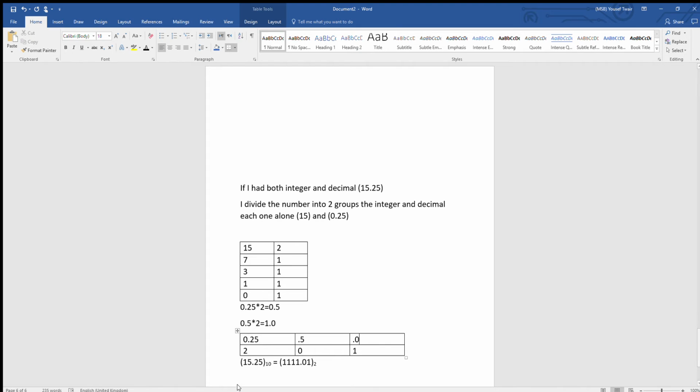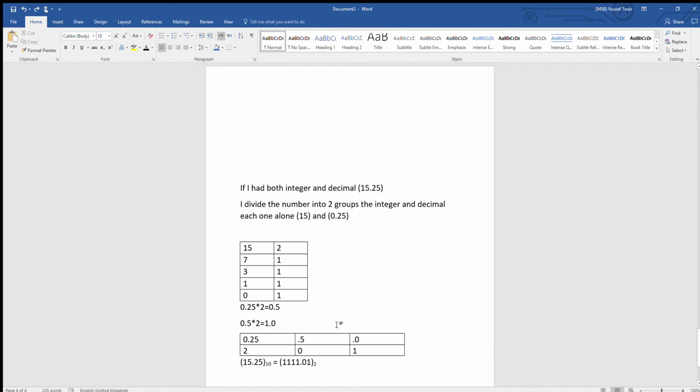So the number 15.25 base 10 is equivalent to 1111.01 base 2. Again, when I want to write the integer number, I write it from bottom to the top.